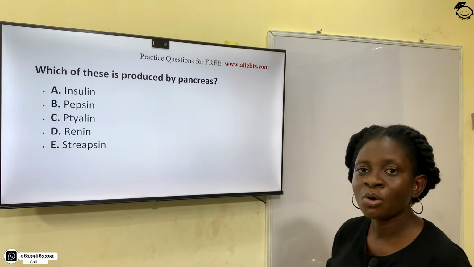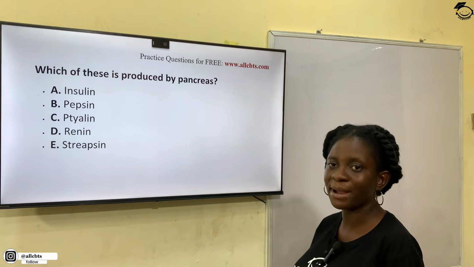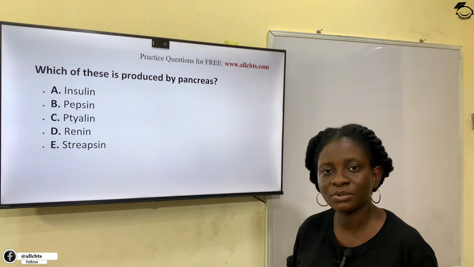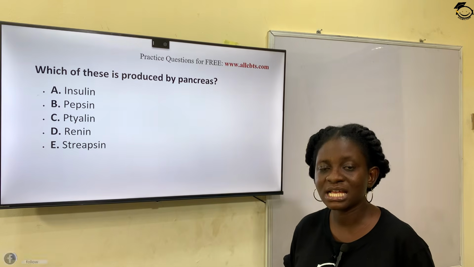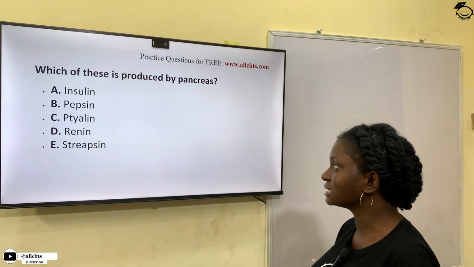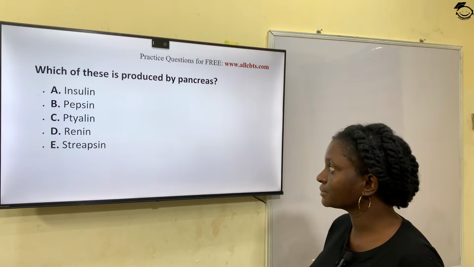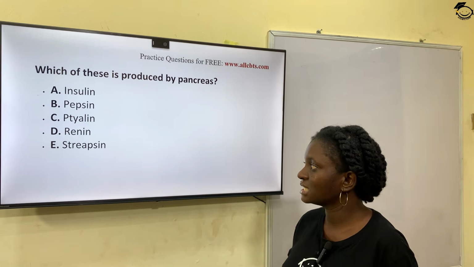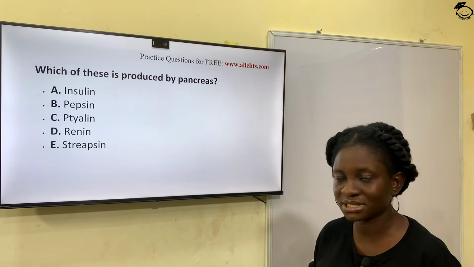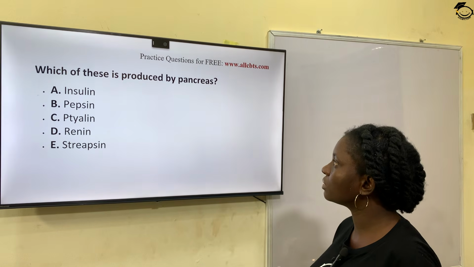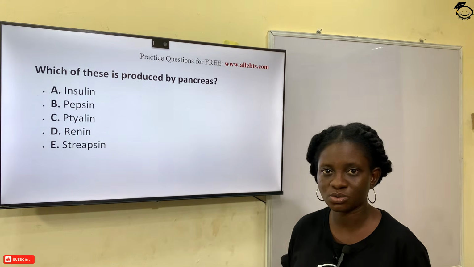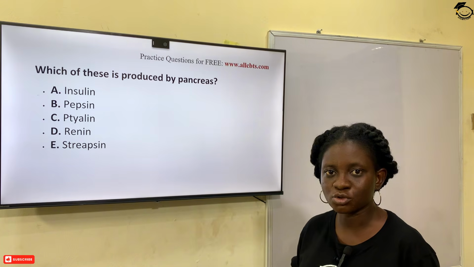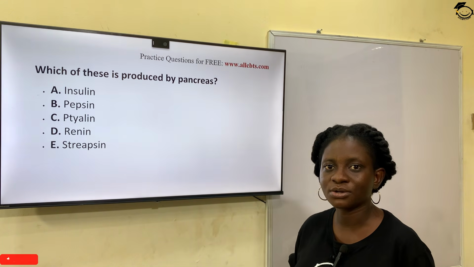Next question, which of these is produced by pancreas? The organ pancreas produces the hormones insulin and glucagon that help to regulate blood sugar in the body. So option A, insulin. B, pepsin. C, ptyalin, produced by salivary gland. D, renin, and E, trypsin. So the only option that is correct is insulin. The correct answer is insulin. Option A is the correct answer.